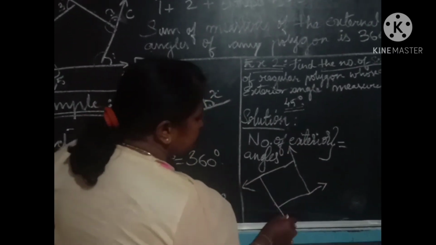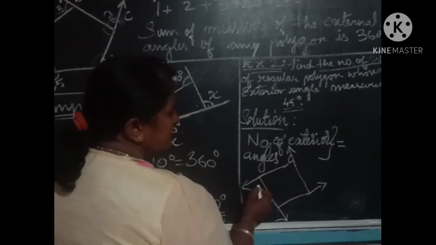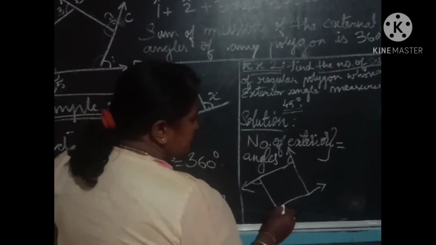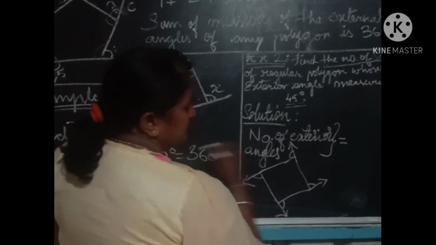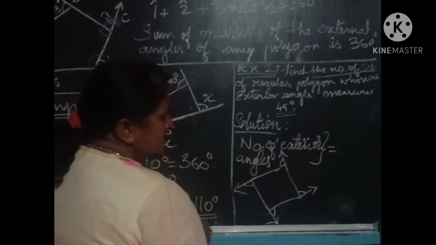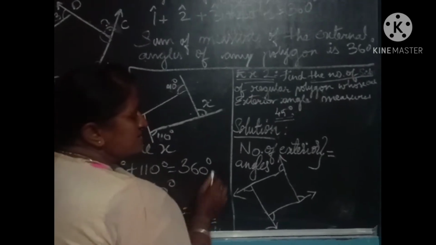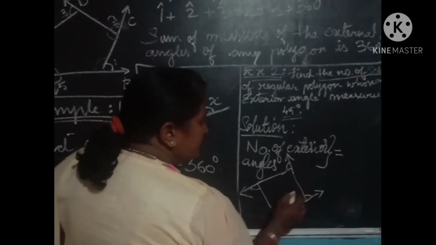See how all of you observe here. Exterior angles. This is exterior angle, exterior angle, exterior angle, exterior angle. How many angles are there? 1, 2, 3, 4. And sides, see 1, 2, 3, 4. Number of angles is equal to number of sides.